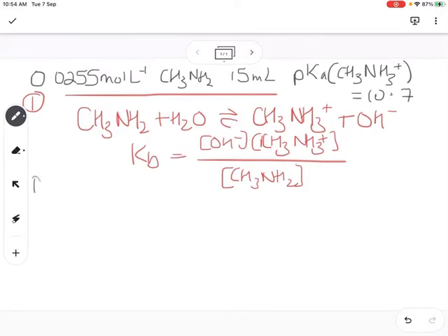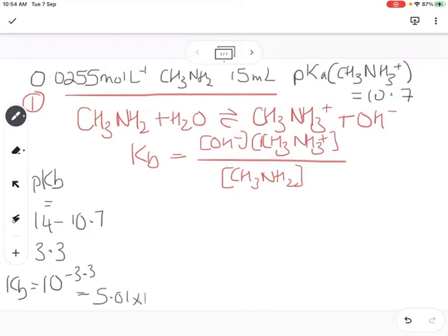the pKb, which equals 14 minus 10.7, and that equals 3.3. And then the Kb equals 10 to the power of the negative 3.3. And that, I'm just going to do that on my calculator. So shift log negative 3.3 is 5.01 times 10 to the minus 4. Okay, so that little bit of work there is for my Kb, so I can now substitute that in there.